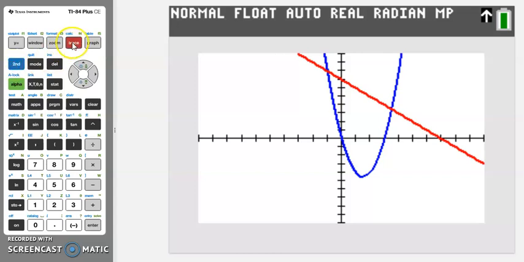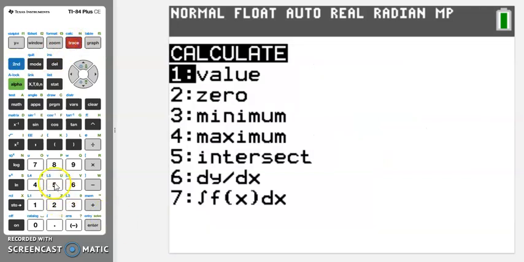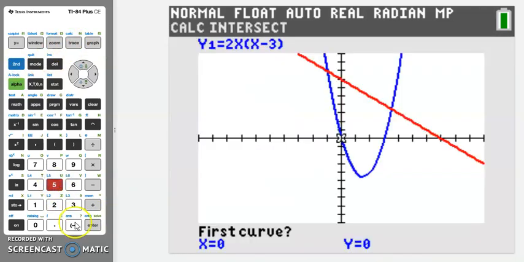Second, trace, 5, enter, enter, enter. The intersection point will be the one closest to where the cursor was located. And in this case, the intersection point is -1, 8. X equals -1 is the solution to the equation. Let's find the other solution.